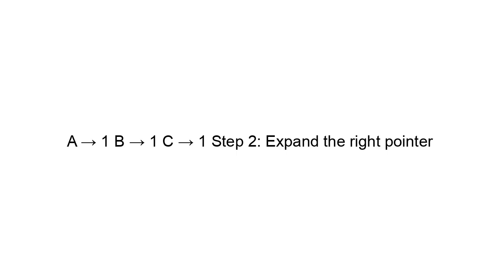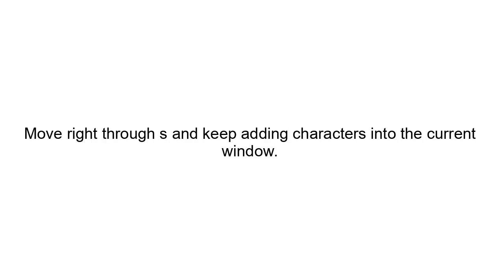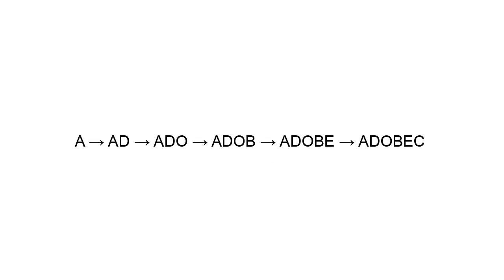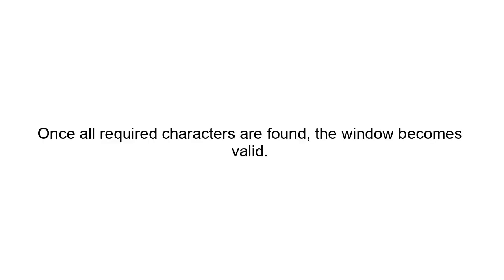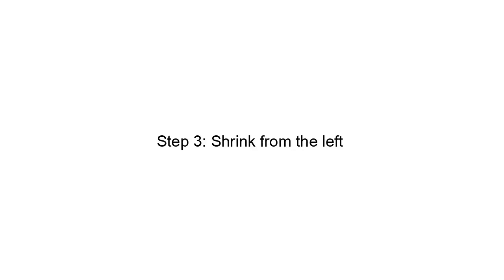Step 2. Expand the right pointer. Move right through S and keep adding characters into the current window. Example concept. A, then AD, then ADO, then ADOB, and so on. Once all required characters are found, the window becomes valid.